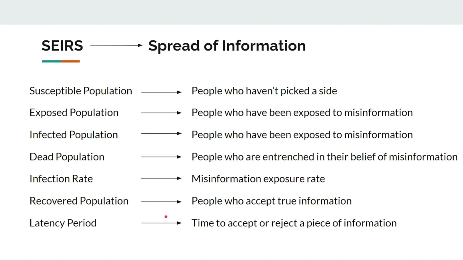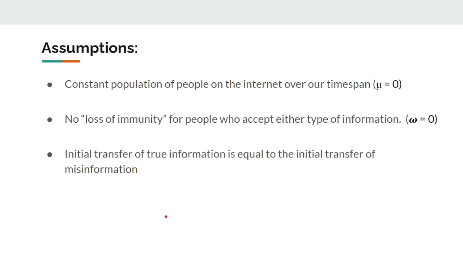So we assumed that over the time period that we modeled, the population of internet users doesn't change much. And while the population of internet users increases by about 4.8% every year, it was discovered to be negligible over our time span. And we also assumed that when people believe a side, that they won't change their mind later on. And finally, we assumed that in the beginning, the transfer rate of true information and misinformation is equal, but we will see later on that they do change as time goes on.